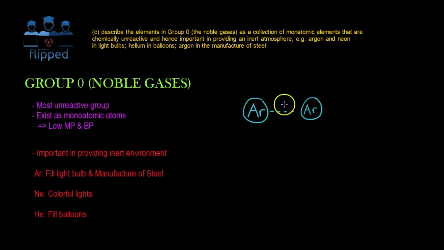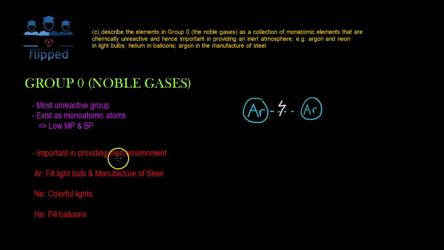This is because, for example, if an argon is attached to another argon, this interatomic force is very easily broken, and hence they actually prefer to live alone as an atom themselves instead of being bonded to another compound or element. So why are they important?